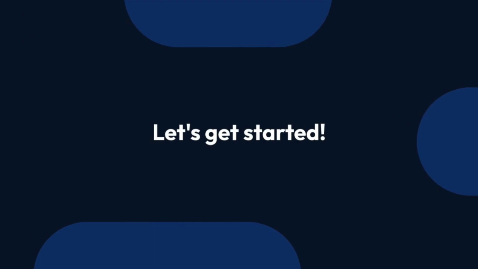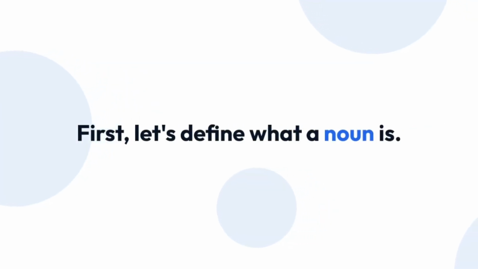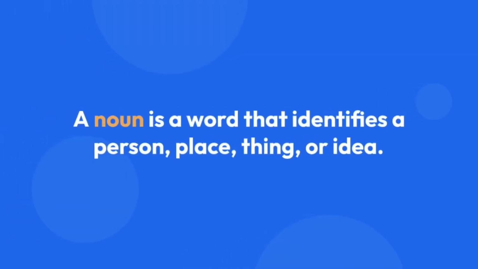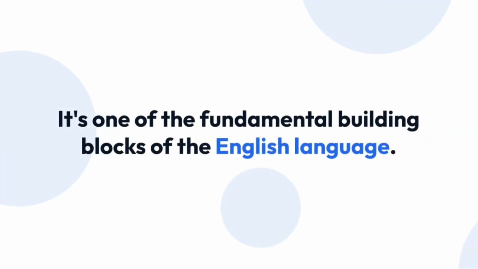Let's get started. First, let's define what a noun is. A noun is a word that identifies a person, place, thing, or idea. It's one of the fundamental building blocks of the English language.